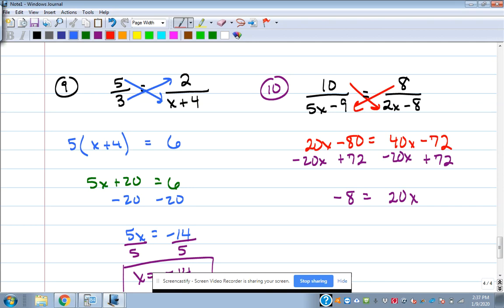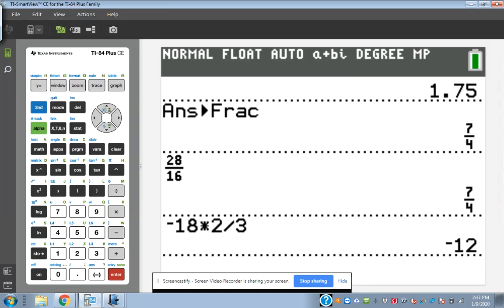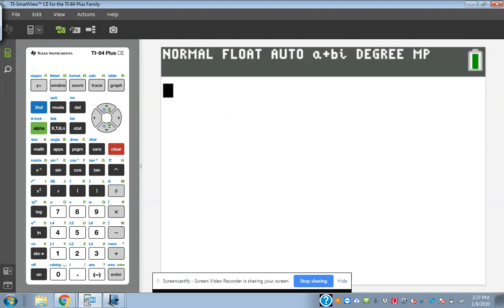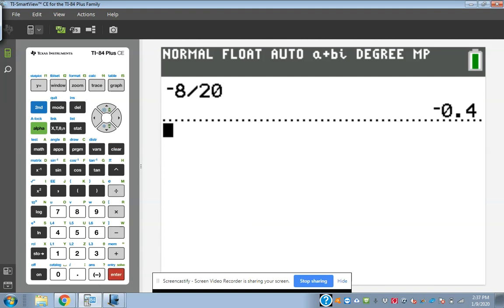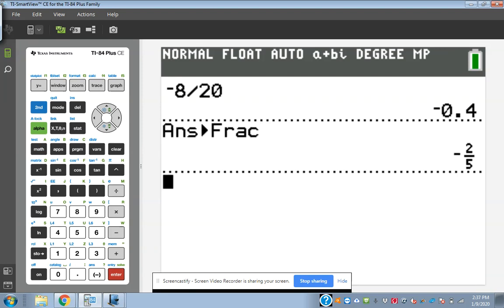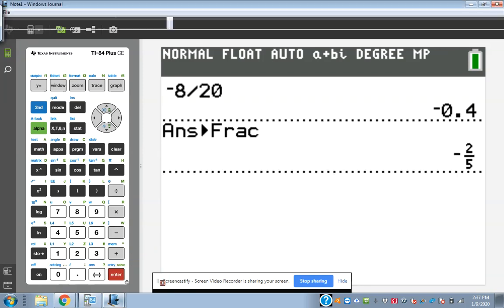So last step would be divide by that 20. And we're going to reduce that fraction, be negative 2 over 5. Yeah, negative 2/5 out of that. And if on the calculator you went ahead and you did negative 8 divided by 20, and it got you this decimal back, hit math, enter, and it'll give you that fraction for that. Just reviewing how to get those things done.